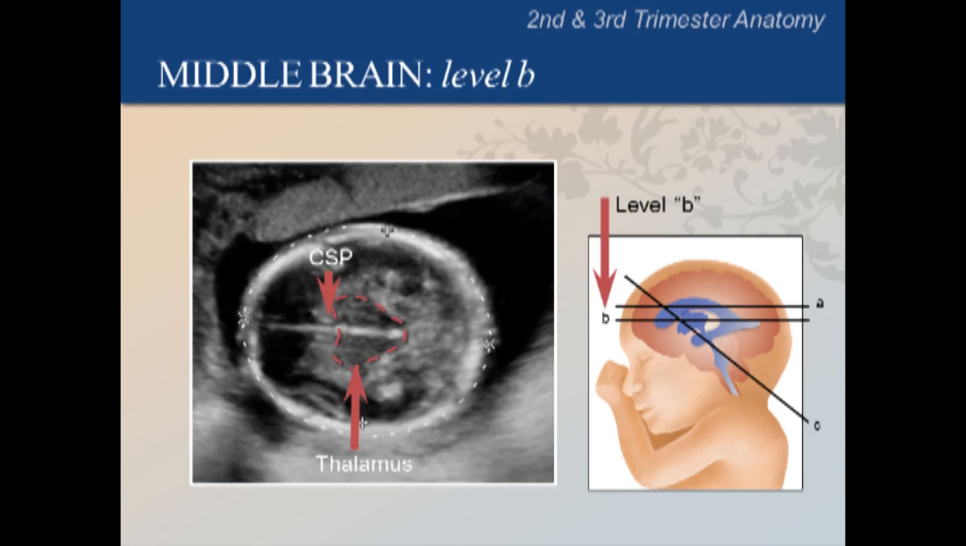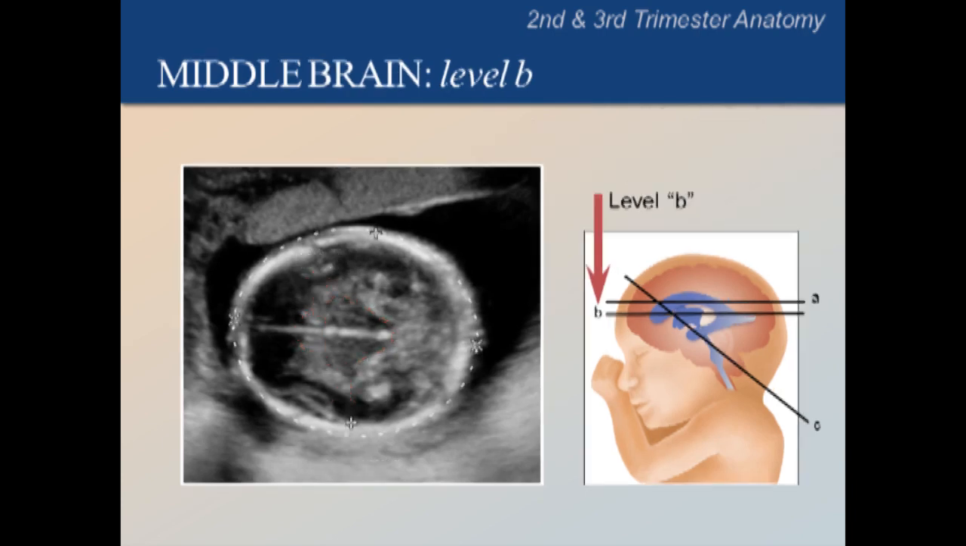The thalamus has a heart shape and may be easier to see if we outline it like this. The CSP appears as a small black box and is located just in front of the thalamus. Near the bottom of the CSP, it appears as three white lines instead of a black box. It may be easier to see if we outline it like this. The CSP may not be seen before 18 weeks gestation.